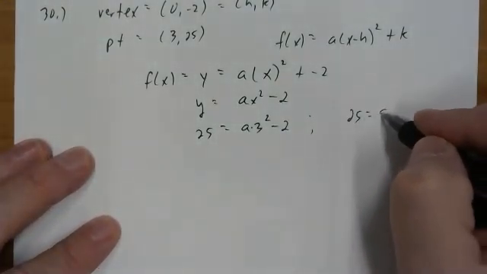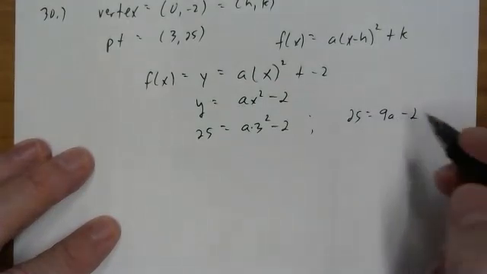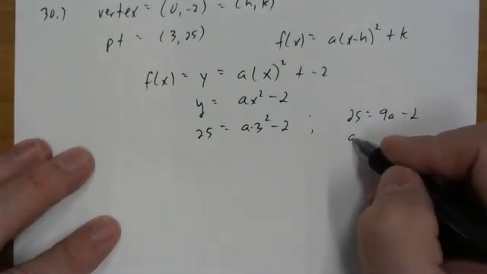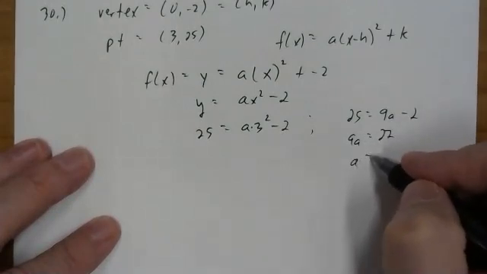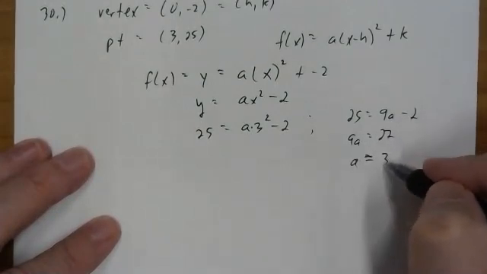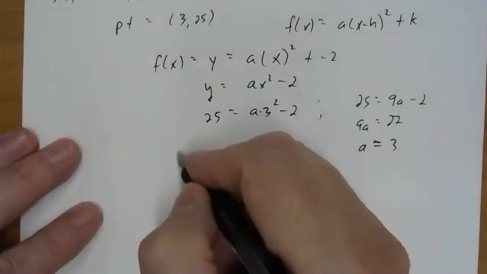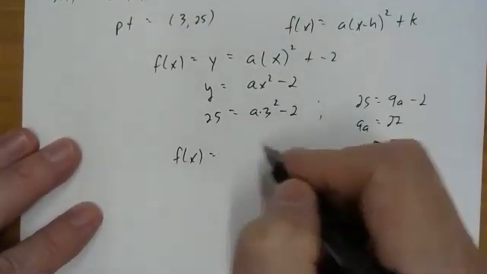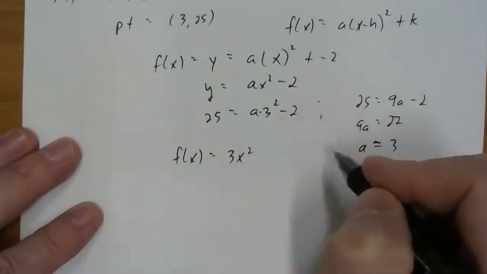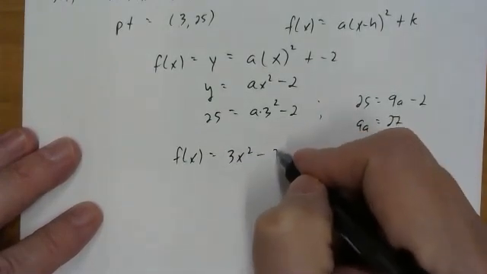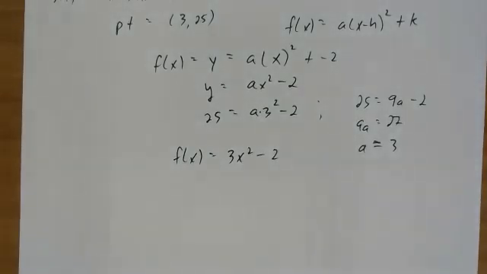25 equals 9a minus 2. 9a equals 27. Looks like a equals 3. So it looks like the final equation is going to be 3x squared minus 2. And that's correct.